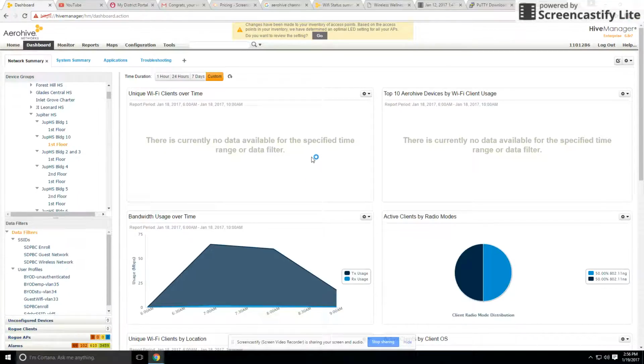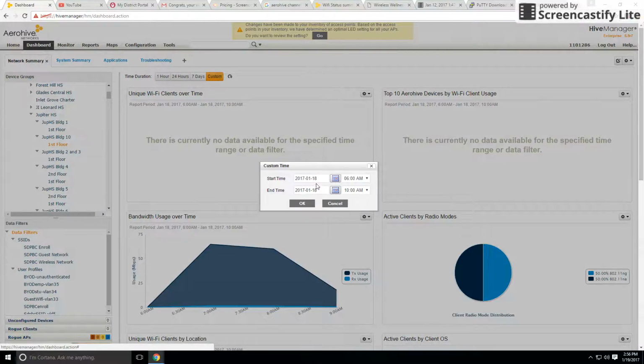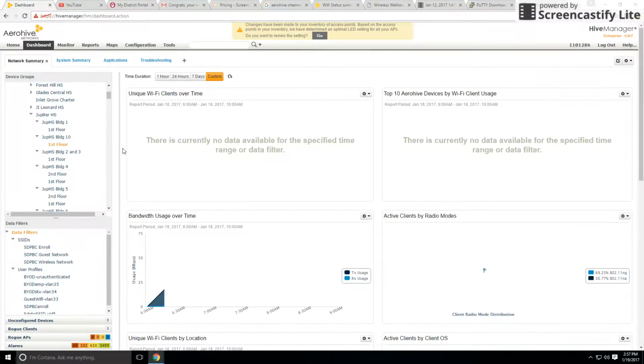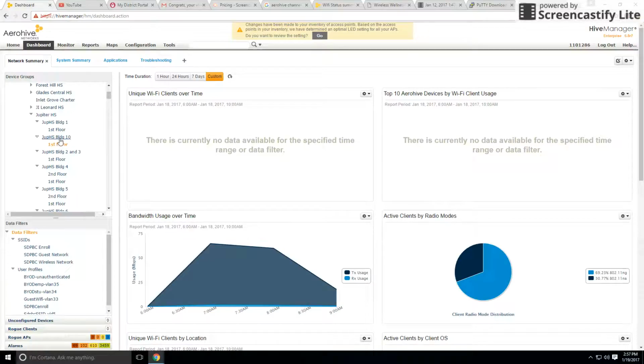So I think it's worth trying to do a little bit of analysis of what was going on and to look at that in the dashboard. So we know the activity that was going on and we can look at how that looks on the dashboard. So I know there was testing going on yesterday between 6 in the morning and 10 in the morning. So what I've done is I've set a custom window. So yesterday was the 18th, 6 a.m. to 10 a.m. And I've picked the first floor of Jupiter High School Building 10.